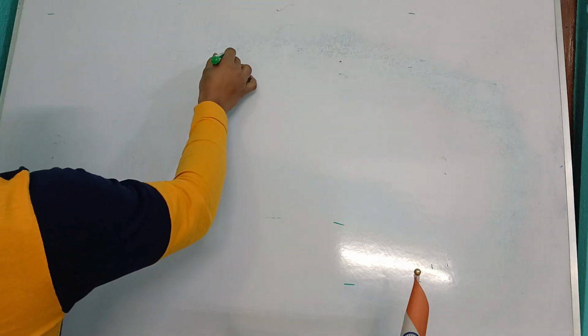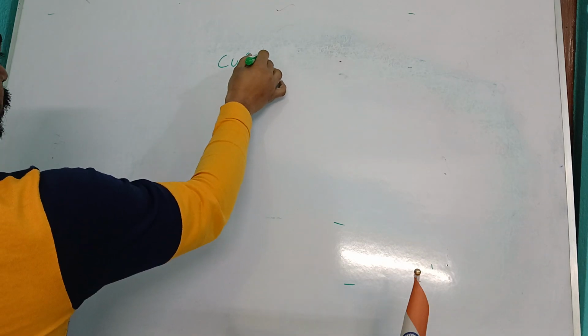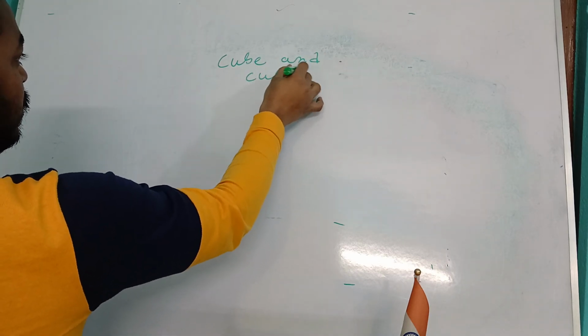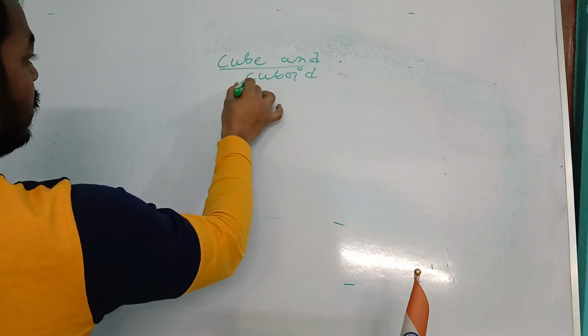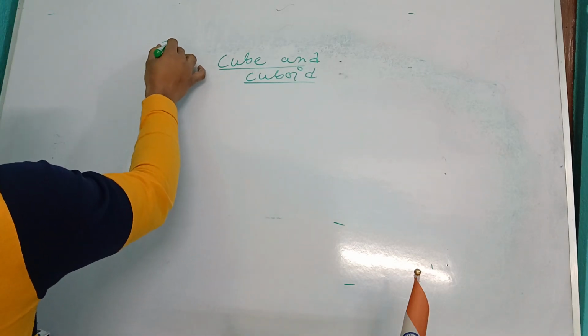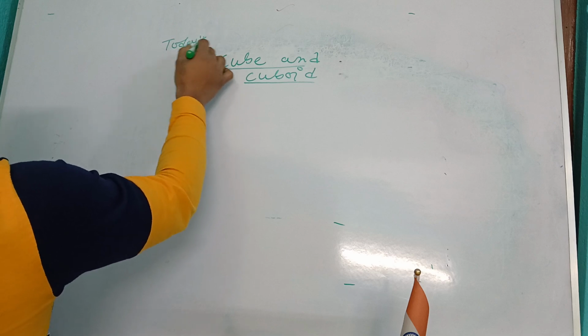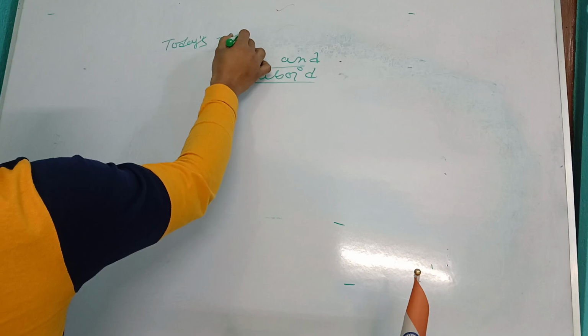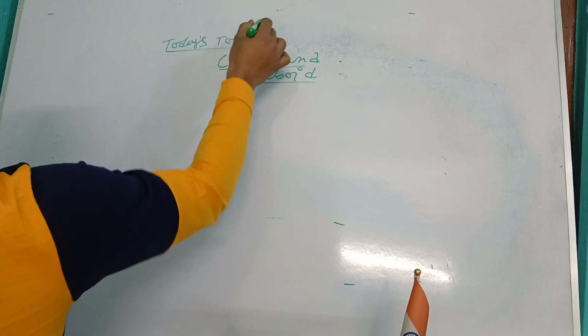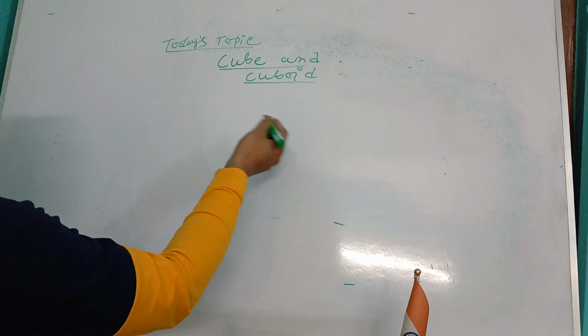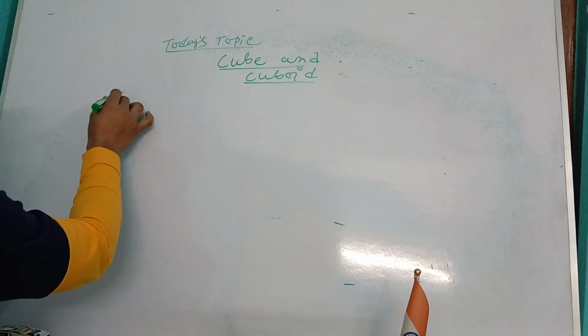Right circular cylinder, right circular cone, and today we are going to discuss cube and cuboid. Cube and cuboid, so it is today's topic. As for the cube, first let me start with the cuboid. First I am writing a cuboid.